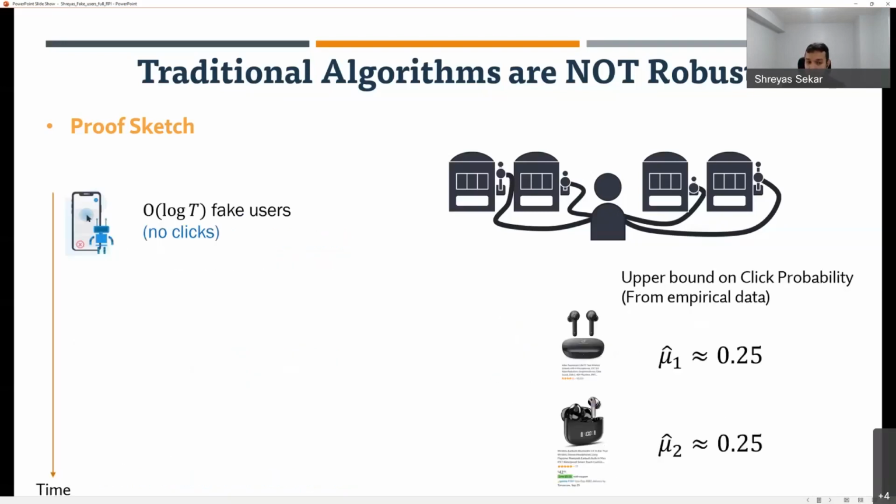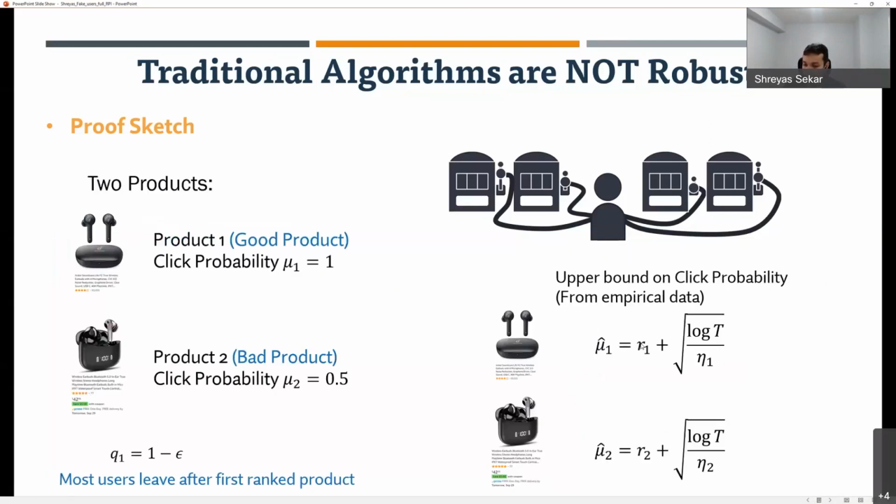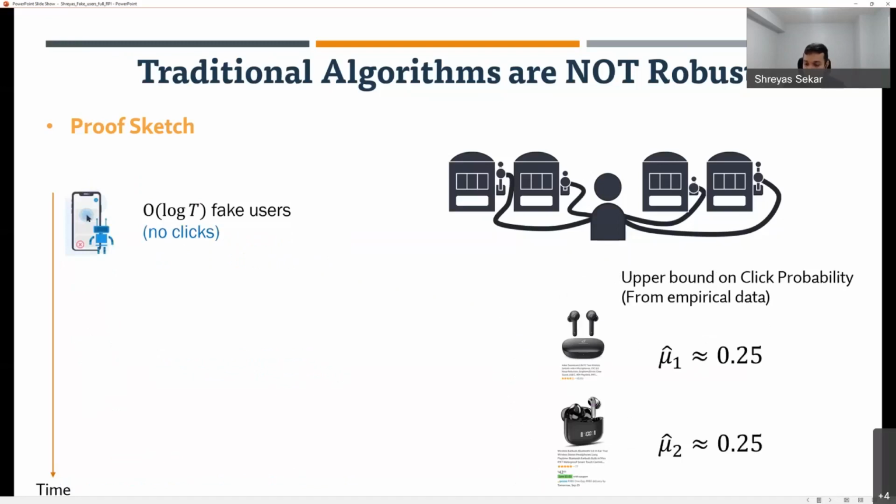Now, given the setting, here's how my instance is going to be constructed. At the beginning, I'm going to insert log t fake users, and these fake users are not going to click on any product. So at the end of the first round of fake users, R1 and R2 are going to be 0. And since eta is approximately something like 4 or 16 log t, the second term is going to look like 1 divided by 4. So I'm going to construct this so that the click probability estimates for these products are basically 0.25.